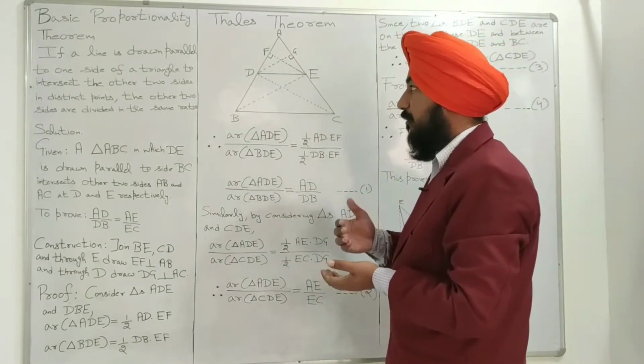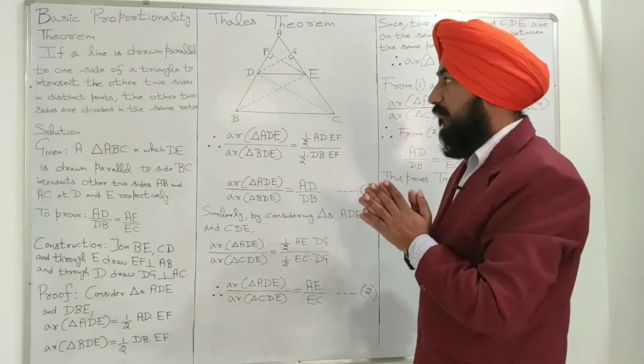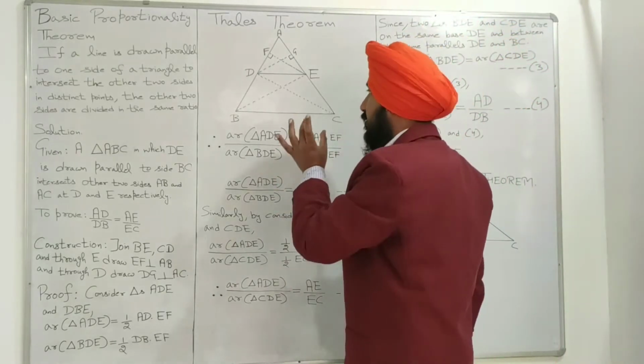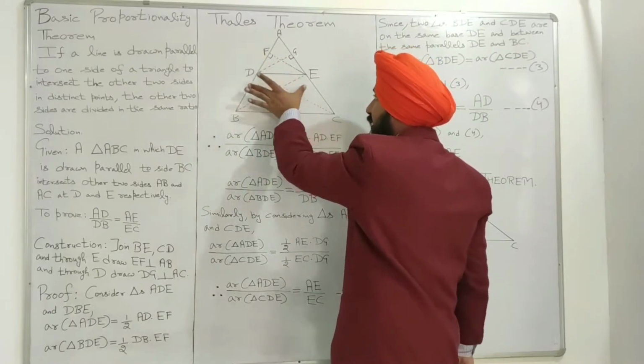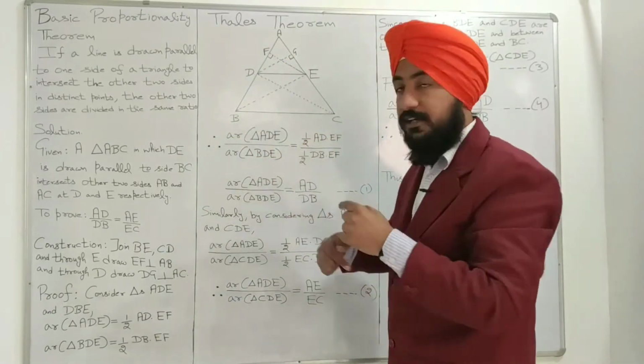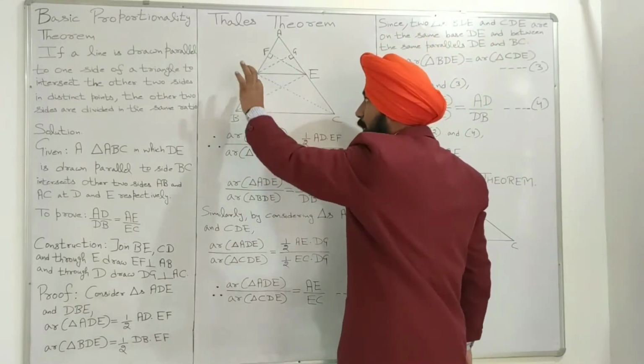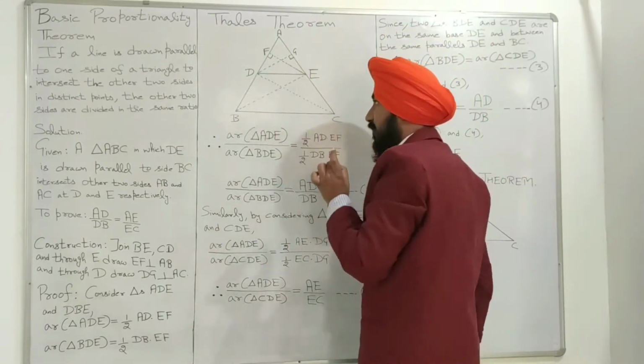The other two sides are divided in the same ratio. So what we want to prove in this theorem is that the other two sides, AB and AC, are divided in the same ratio. What does this mean? AD upon DB is equal to AE upon EC.